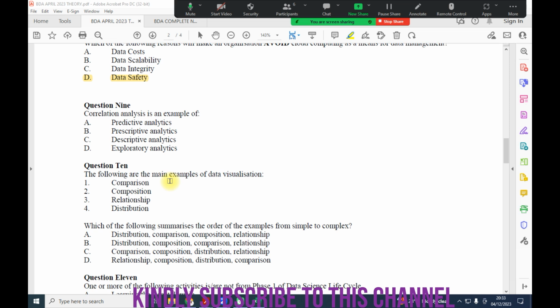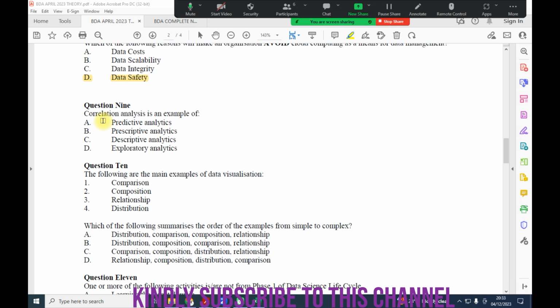So for regression, it is predictive. But when you look at the correlation, we are dealing with the data that we have, the data that has already occurred in the past. Either it's the past or the current data. We need just to establish the relationship between the variables.